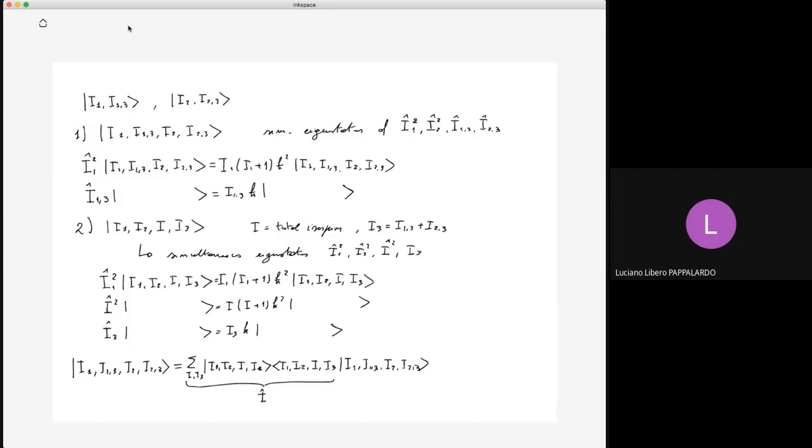But now this allows us to write down the Clebsch-Gordan coefficient in the proper way. So let me take a new page.